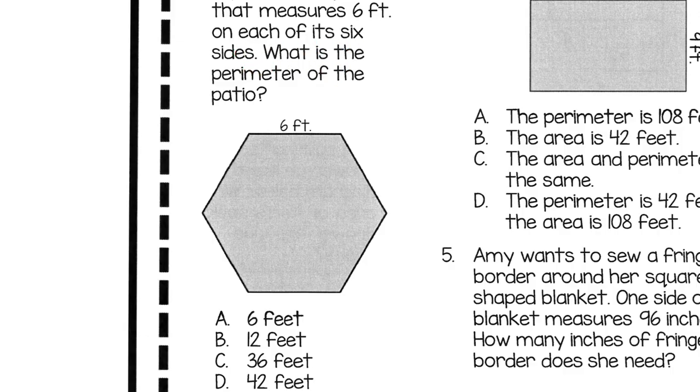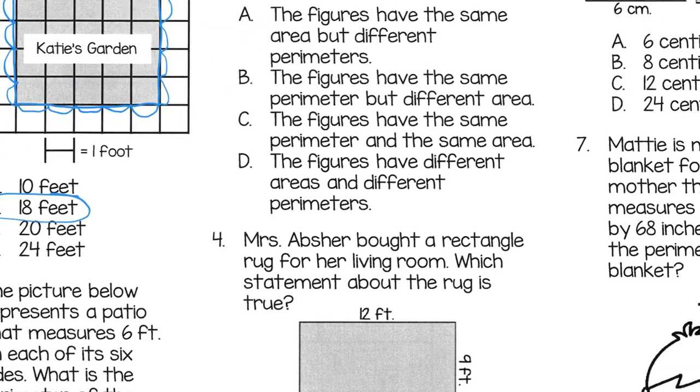So that means each side of it is 6. And it wants to know the perimeter of the patio. We're not doing area anymore, so we need to make sure we're adding every side until we get back to the beginning. Add all of those and circle your answer. When you're ready, meet me at number 3.